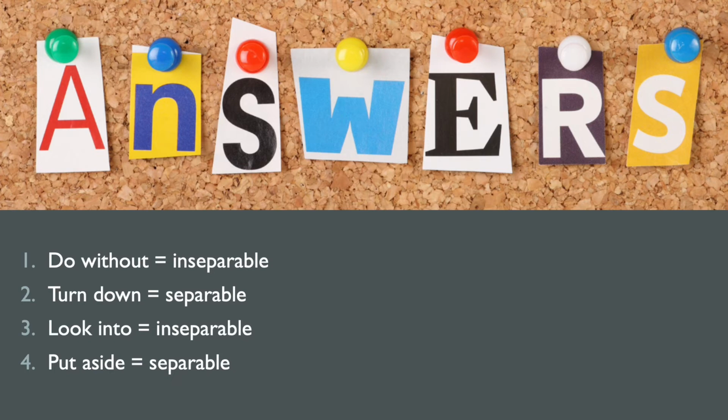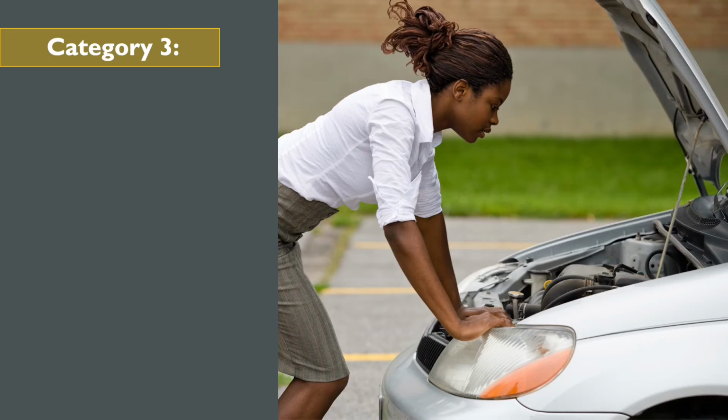To look into something means to investigate or examine something carefully. And number 4, put aside, is separable. So you can put money aside or put aside money. And this means to save some money for a specific purpose. How many of those did you identify correctly?